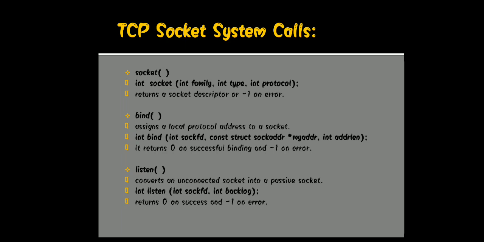Bind. Bind system call assigns a local protocol address to a socket. It accepts three arguments: socket descriptor, pointer to address, and length of address. It returns 0 on success and -1 on error. Listen. Listen system call converts an unconnected socket into a passive socket. It accepts two arguments: socket descriptor and maximum number of allowed connections. It returns 0 on success and -1 on error.